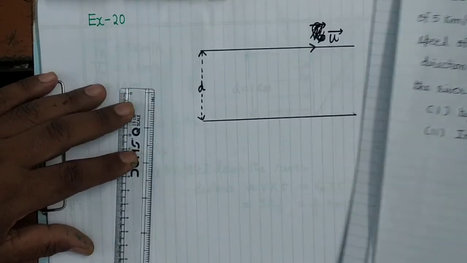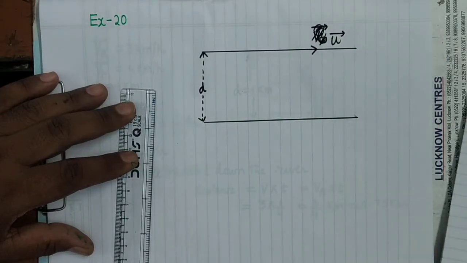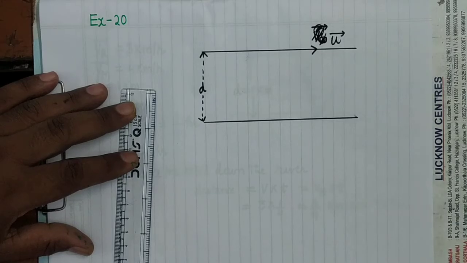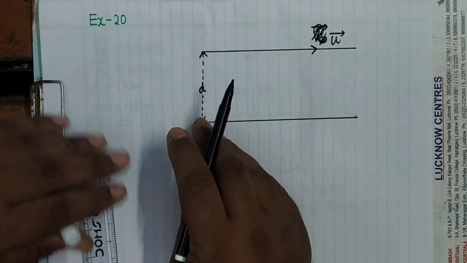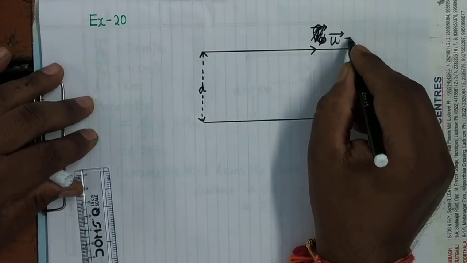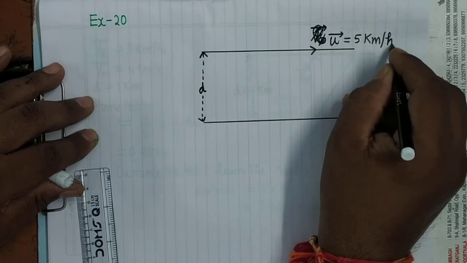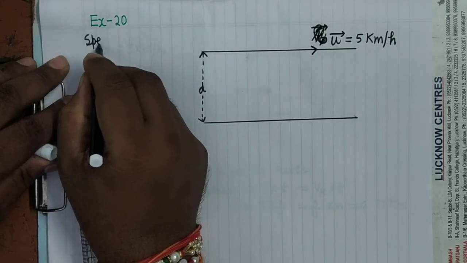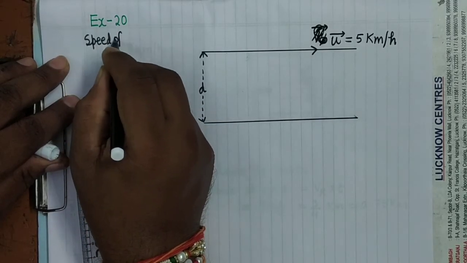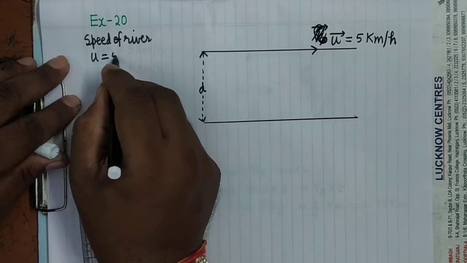So you can see here, what is the direction? Direction is given here. Speed of the river is given, u is given 5 km per hour. It's clear. And that is the speed of the river. Speed of river I am denoting by the symbol u, which is 5 km per hour.